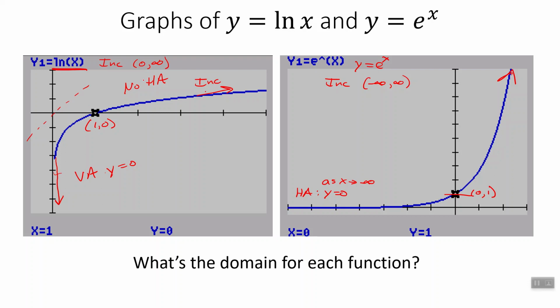So the domain for natural log is from 0 to infinity. We can't plug in 0 in the natural log. We can't take natural log of negative numbers in this class. Yeah, in complex analysis you can. All right, and same with e. We can plug in anything we want. So its domain is everything.